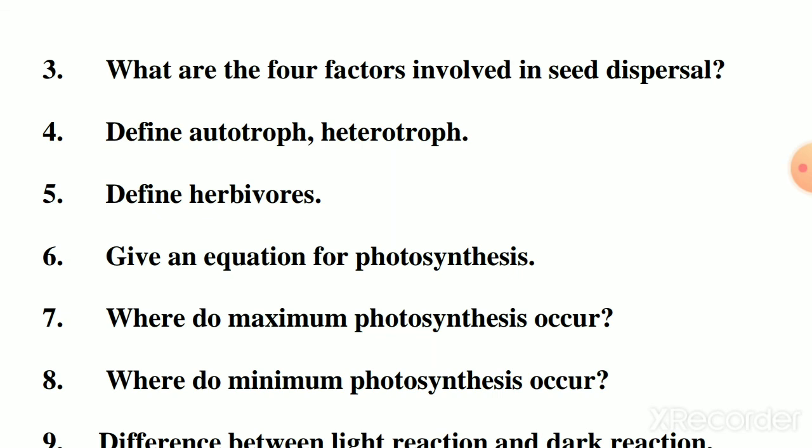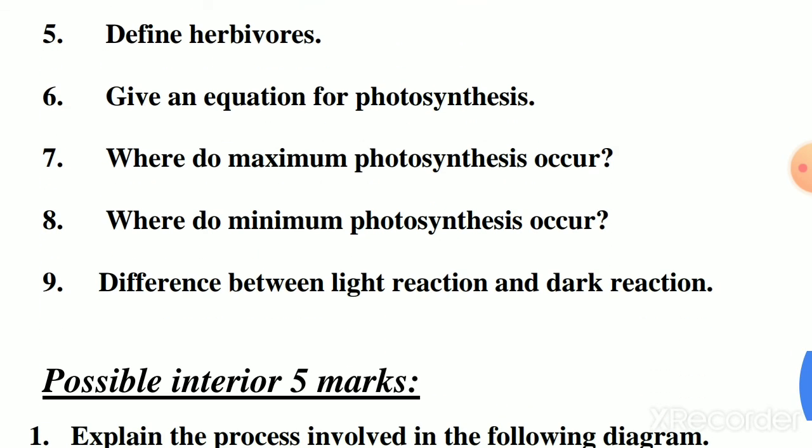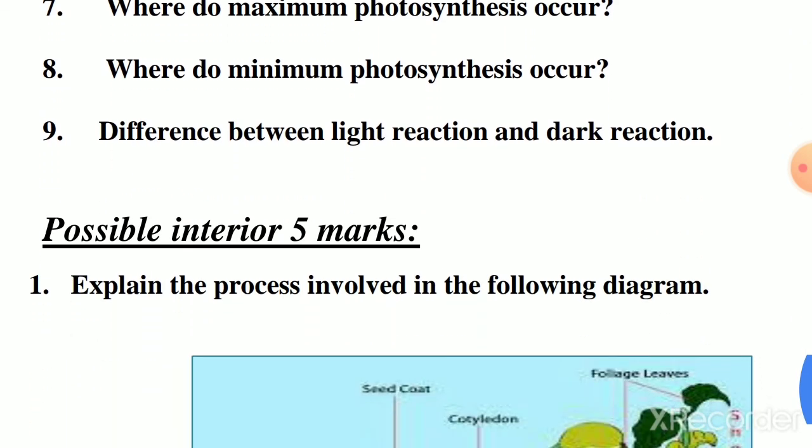Next, where does maximum photosynthesis occur? Red region. Where does minimum photosynthesis occur? Green region. And the difference between light reaction and dark reaction. One is also called the photochemical process, the other is also called the thermochemical process. One is discovered by Robert Hill, the other by Calvin. You have to find out the difference. What are the sources needed? What is regulated? These are the questions maybe from light reaction and dark reaction for 2 marks.